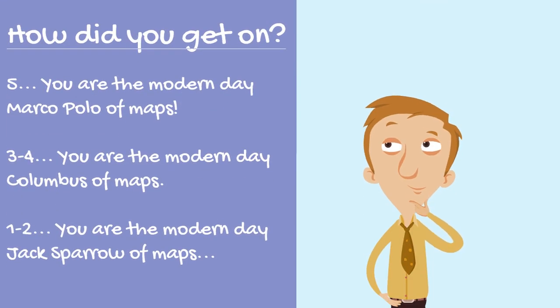If you got 5 out of 5, you are the modern day Marco Polo of maps, an expert. If you got between 3 and 4, you're the modern day Christopher Columbus. Yeah, you got there in the end, but it was a bit dodgy along the way. And if you got between 1 and 2, you're the modern day Jack Sparrow of maps. You get lost quite a bit.